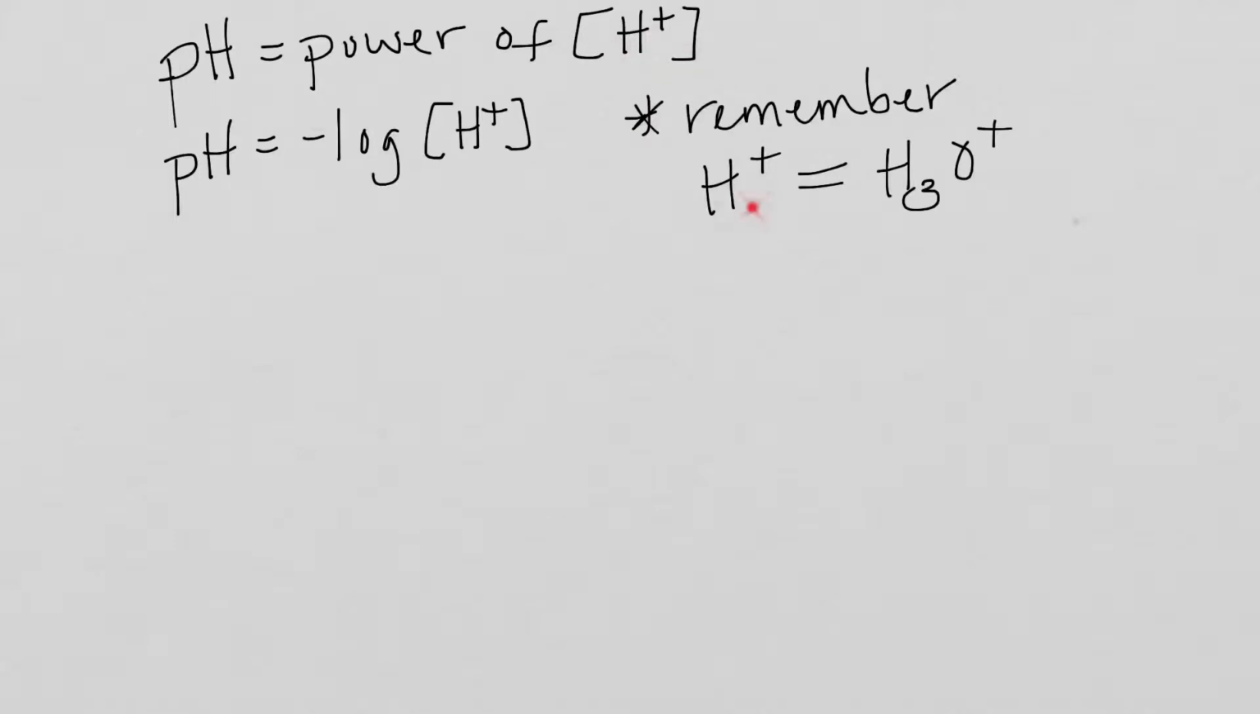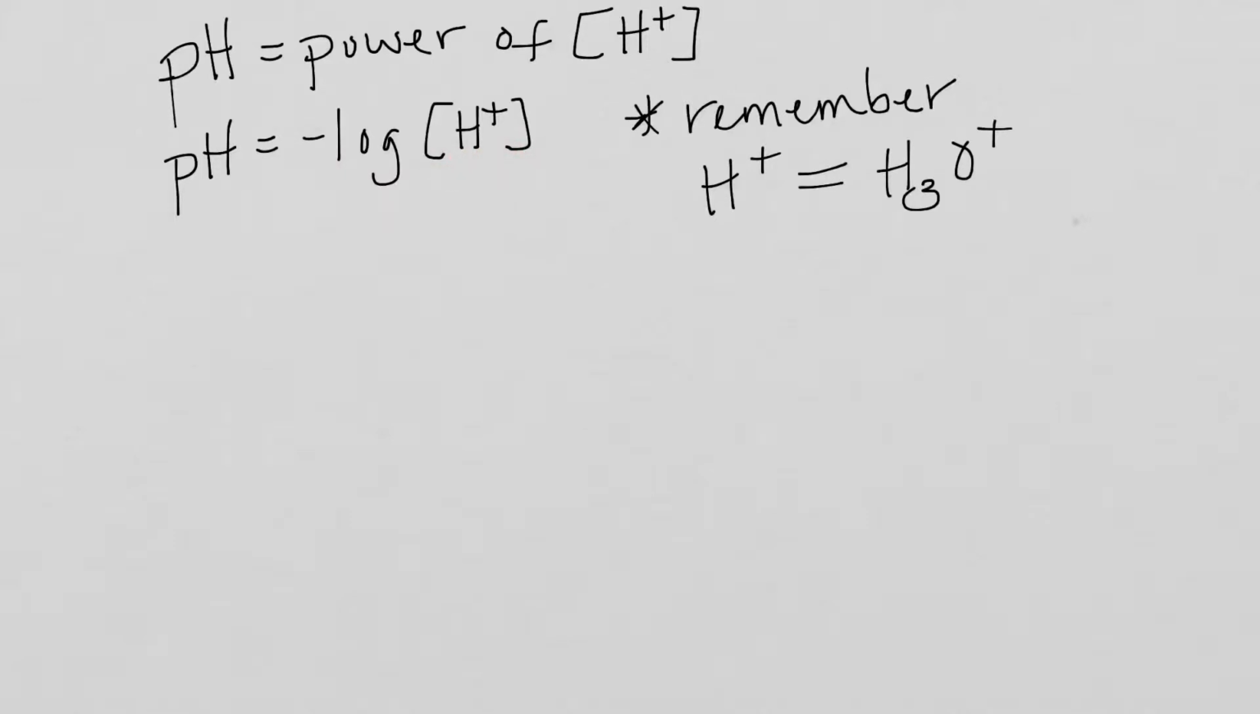And remember that when we talk about hydrogen ions, we're talking about hydronium ions. Those two terms can be used interchangeably because remember, this doesn't actually exist. Hydrogen ions don't actually exist in solution. They're always hydronium ions. But just for simplicity, we're going to call them hydrogen ions. Okay, so how you compute pH is the negative log of the hydrogen ion concentration.